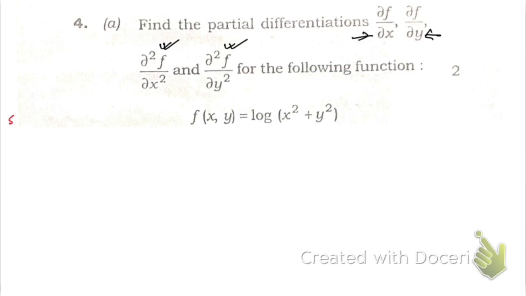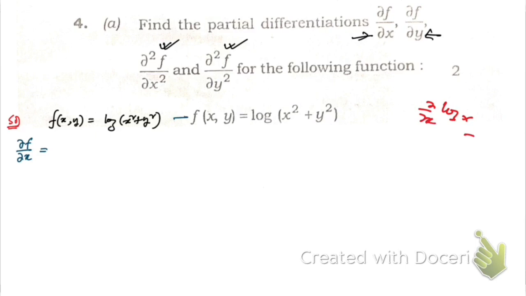So first let us write the given function in the solution. So let me write the given function. This is f of x and y, that is log of x square plus y square. So for the partial derivative of this function, let us consider this part as log of x. If you assume that this is log of x, then the derivative of log of x with respect to x is going to be 1 by x, right?